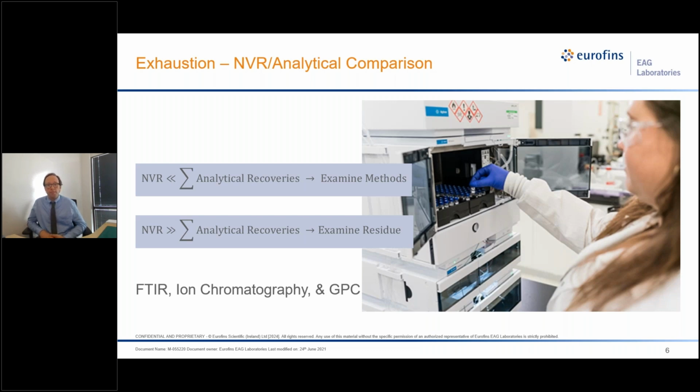But there are other methods that can be used as well, depending on what kind of material you're looking at and how much detail you want to go into. Two examples are ion chromatography, which I discussed previously. Another is gel permeation chromatography, which is another way to look at polymers but gives size distribution information.